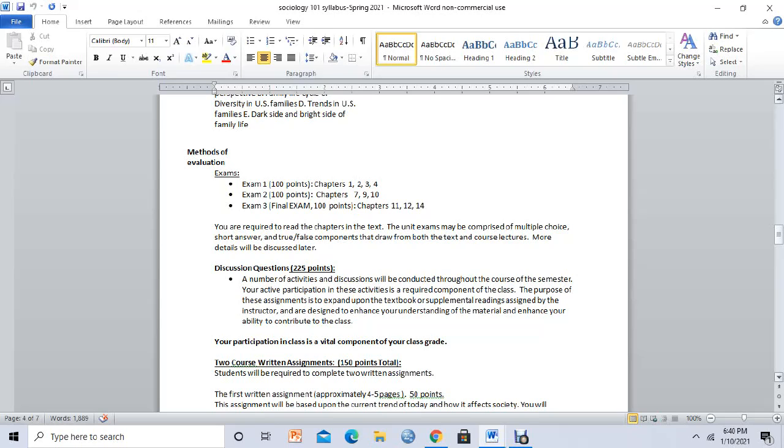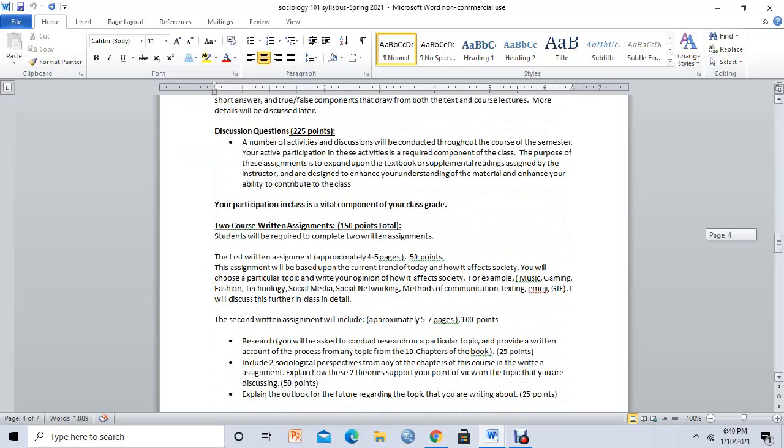Okay? Second thing, discussion points. I'm going to go over those. So you have pretty much, I think it's 10 discussion points, 10 discussion questions, 25 points each. Now, a number of activities and discussions will be conducted throughout the course of the semester. Your active participation, the key word is active participation, in these activities is a required component of the class. The purpose of these assignments is to expand upon the textbook or supplemental readings assigned by me and are designed to enhance your understanding of the material and enhance your ability to contribute to the class.